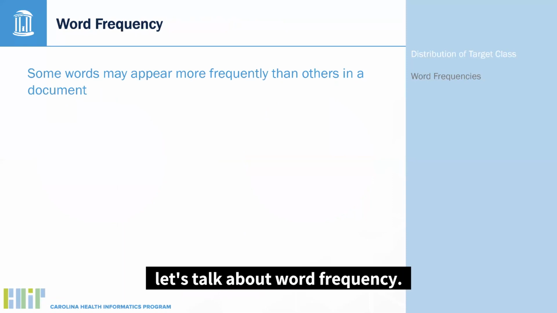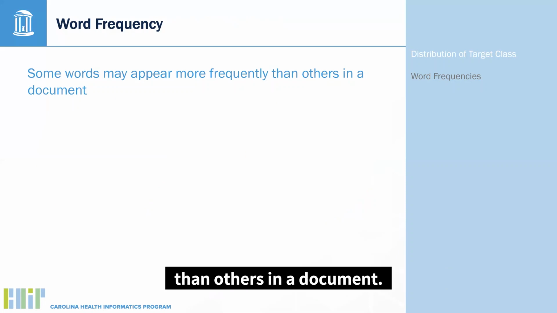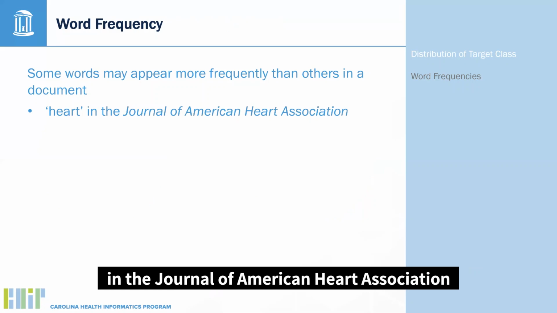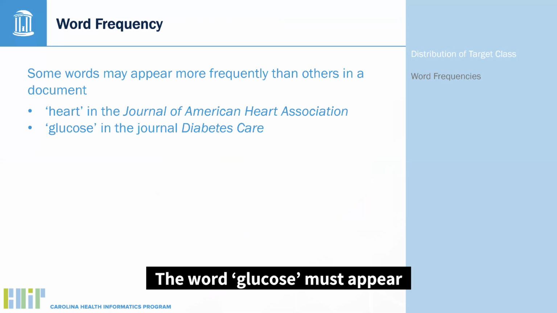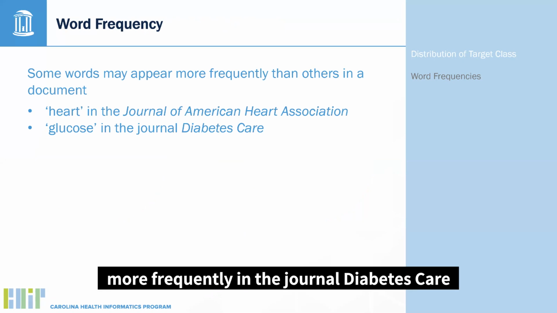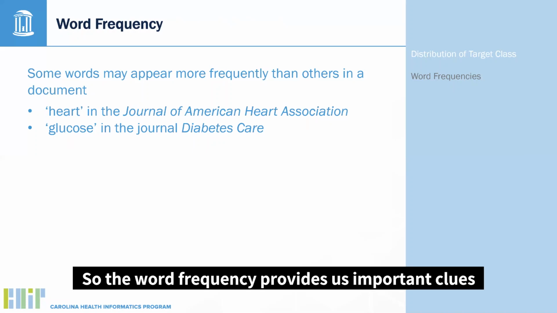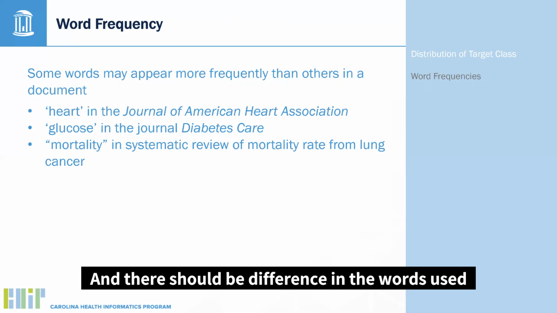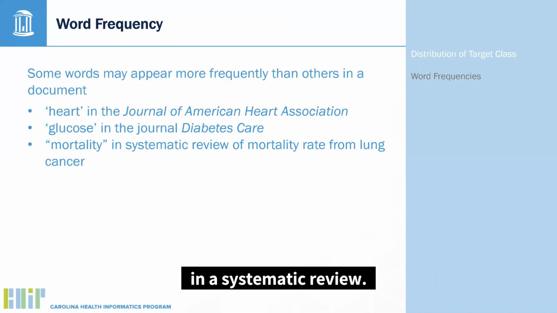Next, let's talk about word frequency. Some words may appear more frequently than others in a document. The word "heart" must appear more frequently in the Journal of American Heart Association than in Time magazine. The word glucose must appear more frequently in the Journal of Diabetes Care than the HGTV magazine. So the word frequency provides us important clues regarding the topic of the document. And there should be difference in the words used in the included and excluded articles in a systematic review.